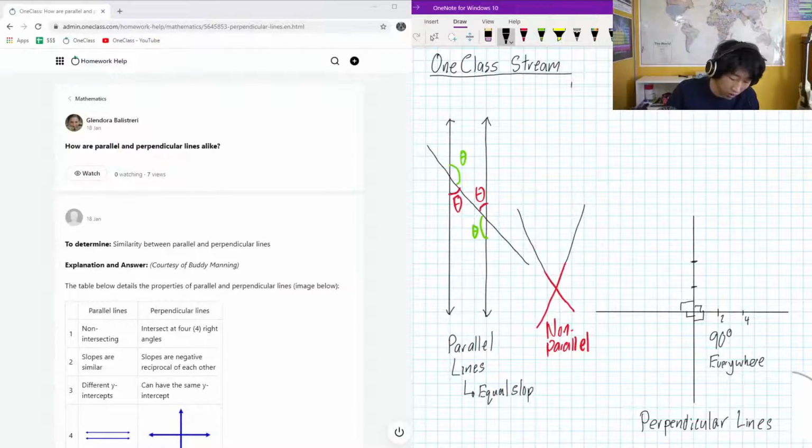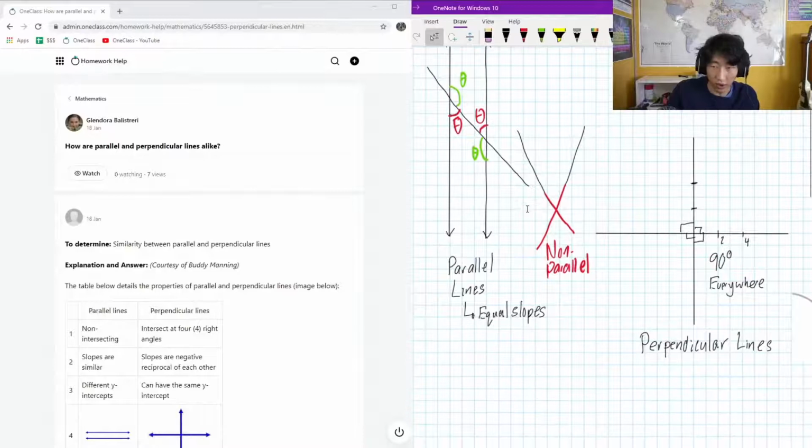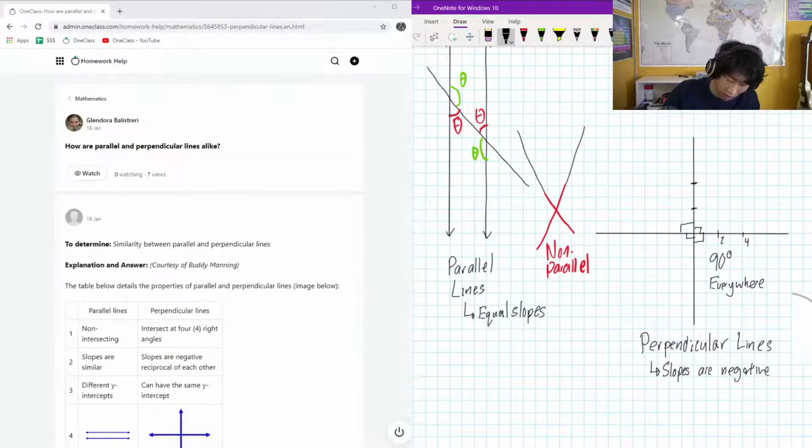Equal slopes. And for perpendicular lines, let me just scroll down a little bit. For perpendicular lines, the slopes are negative reciprocals of each other. What do I mean by a negative reciprocal?